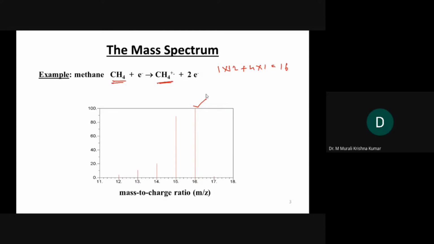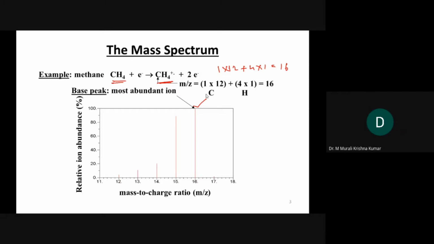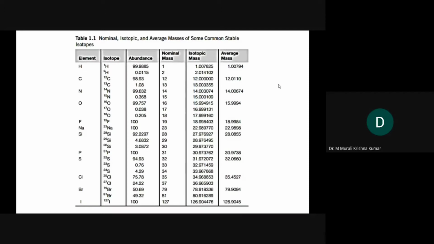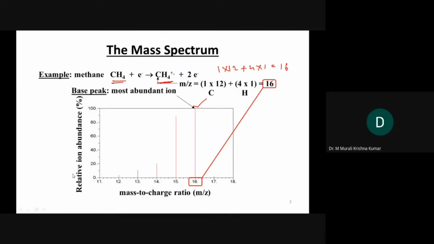So mass to charge ratio will be on the x-axis and relative abundance will be on the y-axis. And now we have the most abundant ion peak as the base peak and the remaining as fragment ions. So here 1 carbon and 4 hydrogens are there. Obviously 16 is the molecular ion. We got everything perfect. But here we also need to understand the term relative abundance, relative ion abundance.